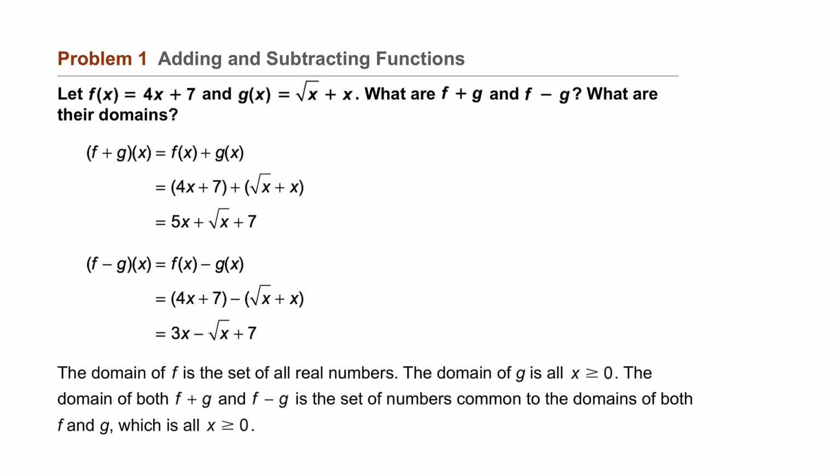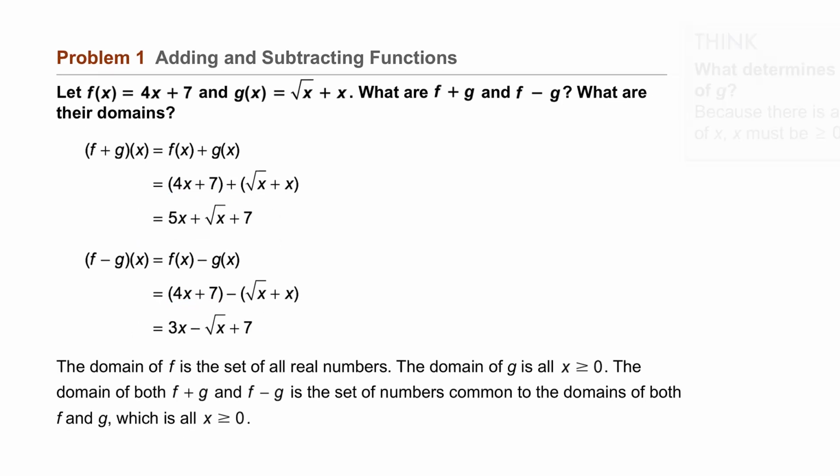With regards to the domains, the domain of f is the set of all real numbers. The domain of g is all x such that x is greater than or equal to 0. The domain of both f plus g and f minus g is the set of numbers common to the domains of both f and g, which is all x such that x is greater than or equal to 0.